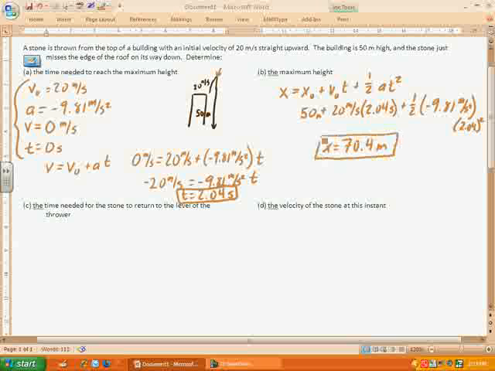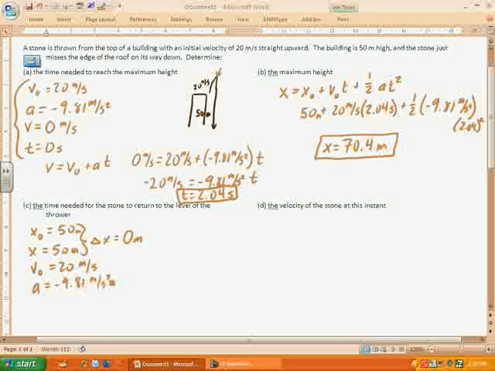Now, of course, that's including the cliff, because we said that we started 50 meters up. So now the question is the time needed for the stone to return to the level of the thrower. Okay, so now we know that we're starting at a height of 50. We know that we're ending at a height of 50, which means that in any of our equations the change in displacement is going to be 0 meters, right? And then we have the same initial information. Initial velocity is 20. The acceleration is still negative 9.81.